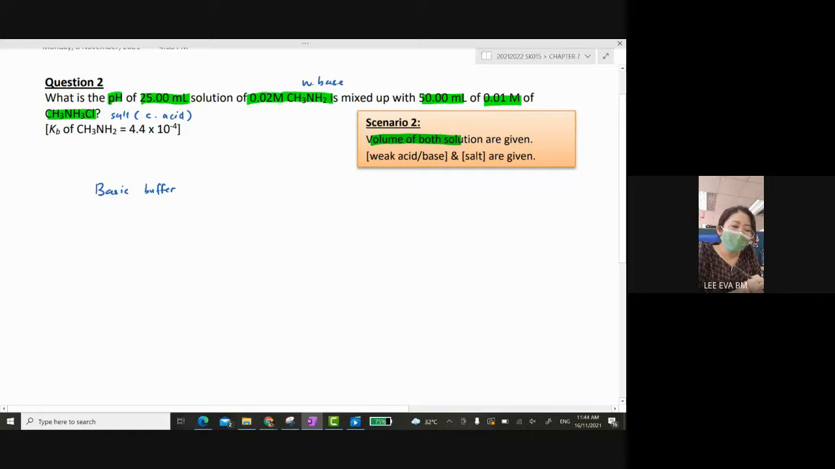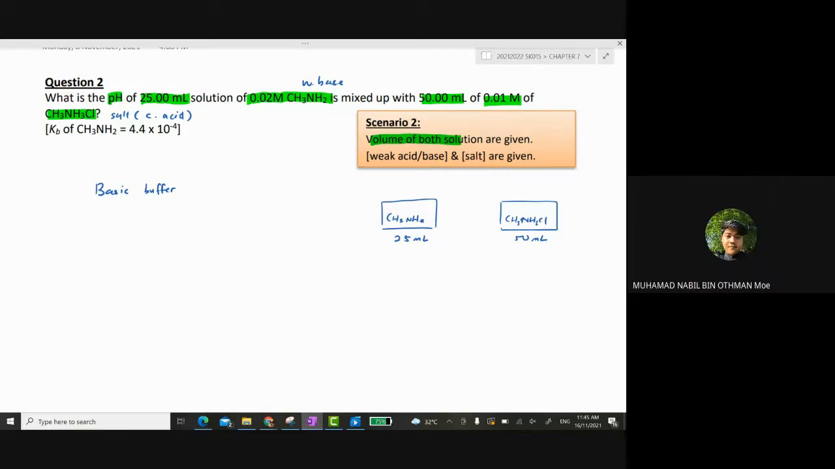Now if you look at the diagram, I drew a simple diagram for you. Say this one is my CH3NH2, I have 25 milliliters initially. And then for the salt, CH3NH3Cl, I have 50 milliliters. Is this two-container setup a buffer? Is the diagram Madam drew over here a buffer? Yes or no? No, not mixed yet. It is separated.